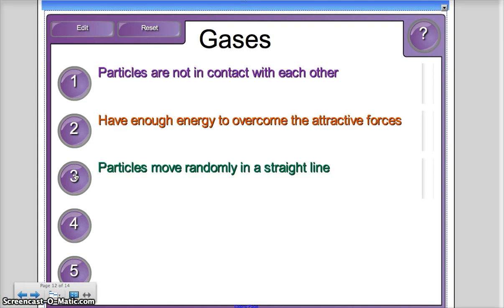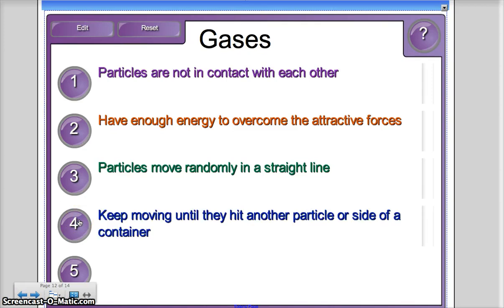Particles move randomly in a straight line, so some might be moving forward, some might be moving up, might be down, but they're moving in random directions while still staying in a straight line, not curving. A particle in a gas is going to keep moving until it hits another particle or it hits the side of the container. Because of that, they have no definite shape or volume. So they take the shape of whatever container they're in and they're going to take up the volume of whatever space is given to them.